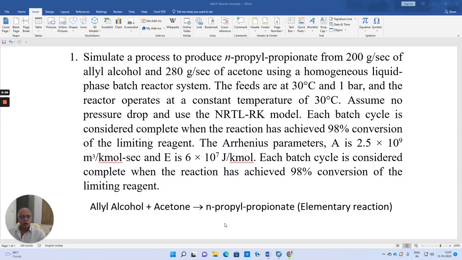I would like to demonstrate another problem, in fact a second order, irreversible reaction using a batch reactor model. In the previous example, we have seen how to simulate a second order reversible reaction and also a first order irreversible reaction. So in this example, we will be dealing with a second order irreversible reaction. The necessary data is given.